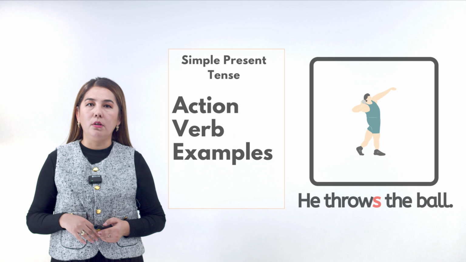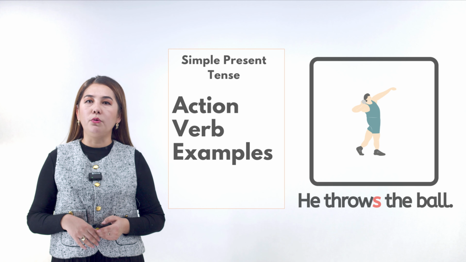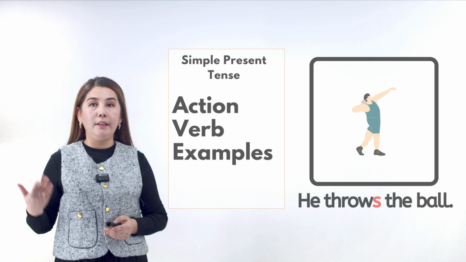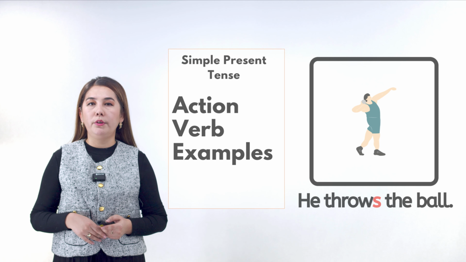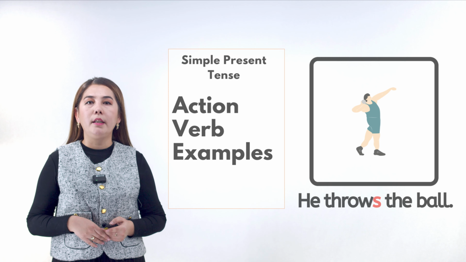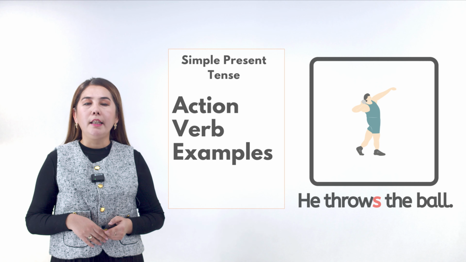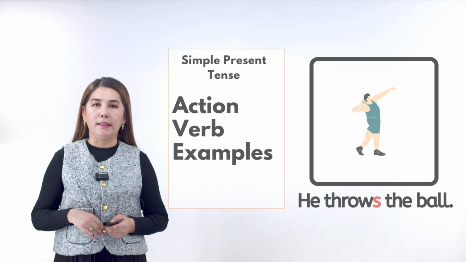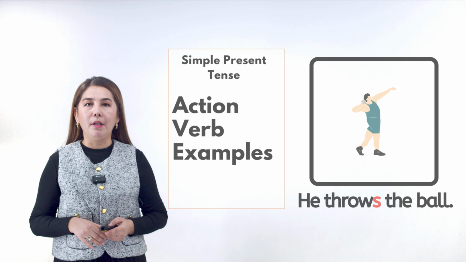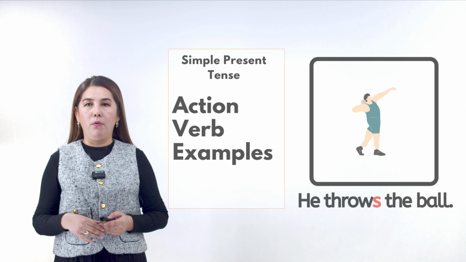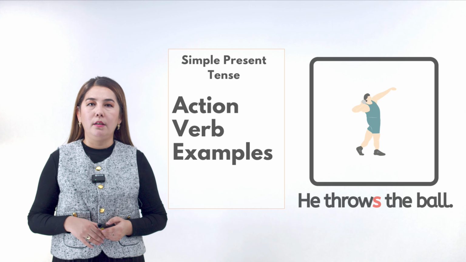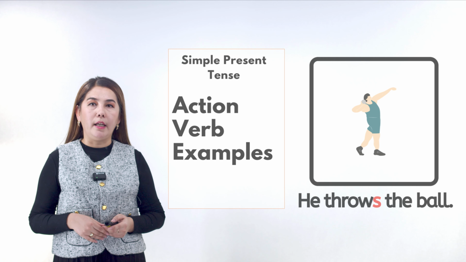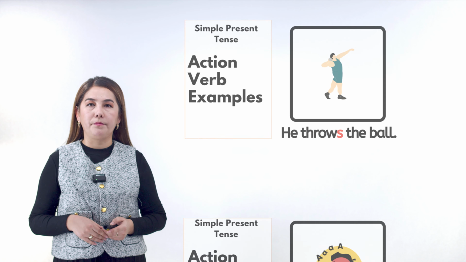The next question. Action verb examples also. He throws the ball. He equals a singular subject, so we have to put s after the general verb throw. He throws the ball. If there is not he, but I, we don't have to add s after the verb. For example, I throw the ball, or you throw the ball, or they throw the ball. But in the singular form, we have to add the consonant s in the present simple tense.